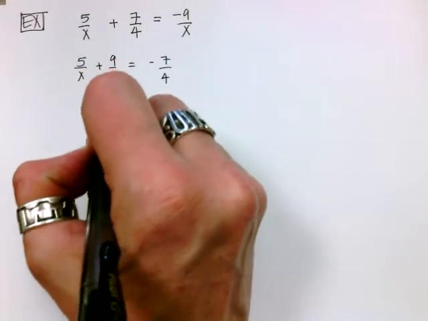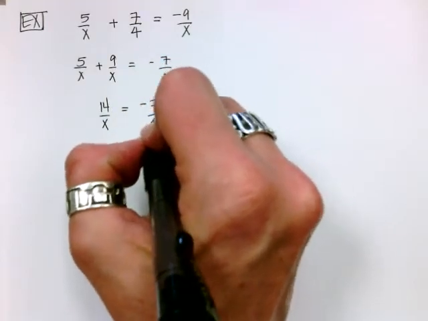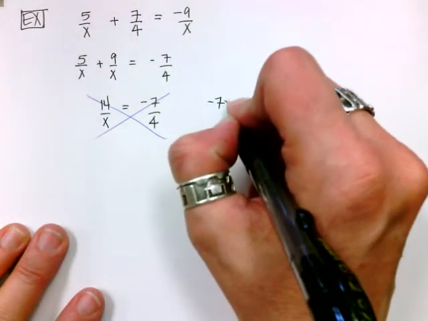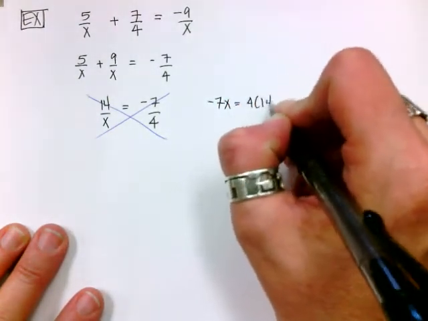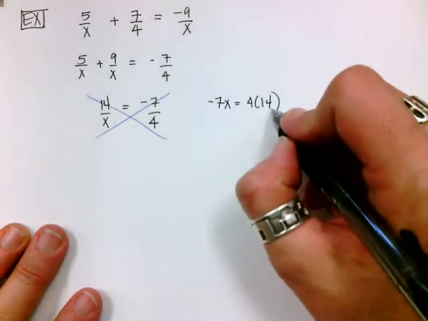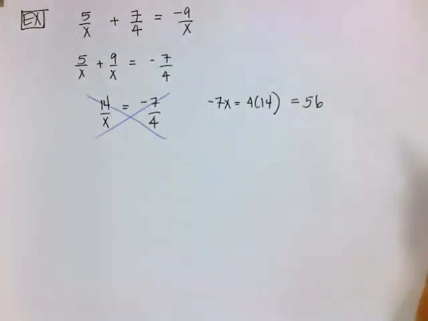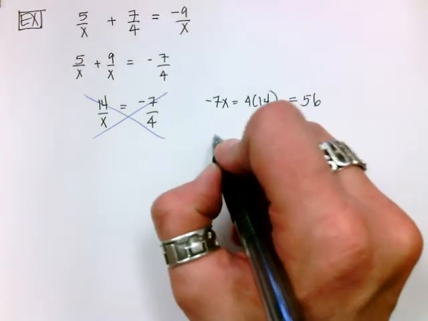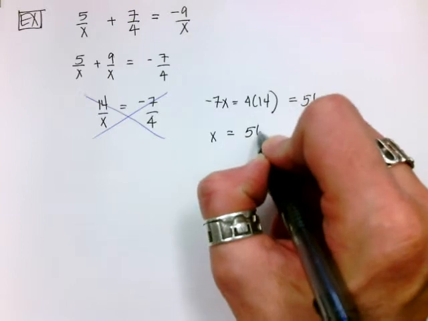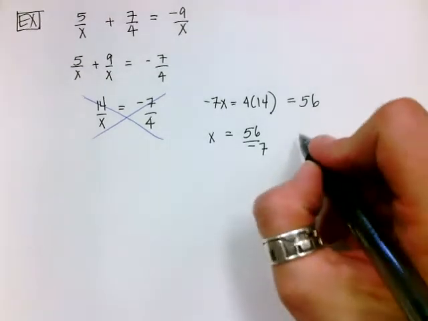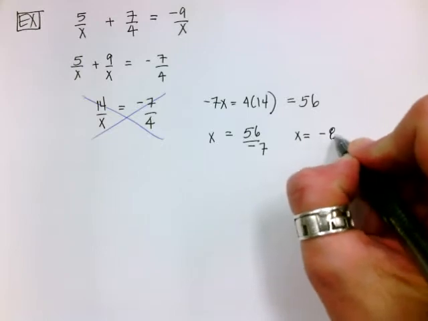So I'm going to have 14 over x is equal to a negative 7 over 4. I'm going to cross multiply. So I'm going to get a negative 7x is 4 times 14. And 4 times 14 is 56, I think, if I did my math right. Okay. This is interesting. All right. So then I'm going to solve for x, and x is going to equal 56 divided by a negative 7. And 7 times 8 is 56, so x is going to equal a negative 8.